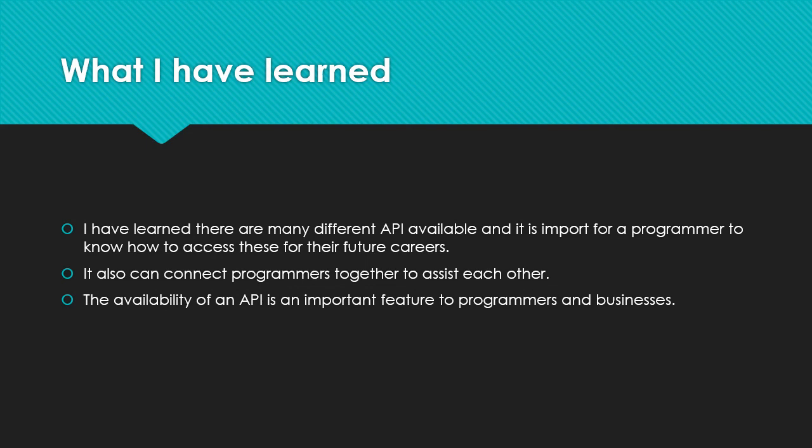What I have learned is that there are many different APIs available, and it's important for a programmer to know how they work and how to access these to help their future careers. An API can also connect programmers together, depending on whether the application has it within its website, like MapQuest Developer does. You can actually sign up to talk to each other so that you can assist each other in one thing or another. And also, the availability of an API is an important feature for programmers and businesses alike.